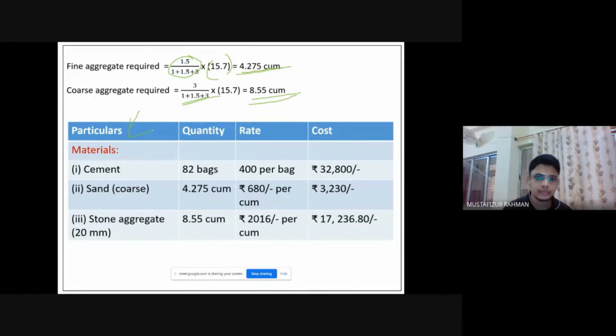After that, we go into the rate analysis. We will multiply the quantity with the rate. Now, from where will we get this rate? We will get these rates from the schedule of rates that are published by the department. So every state department will publish their schedule of rates, and this schedule of rates will be updated from time to time based on the prevailing market condition.